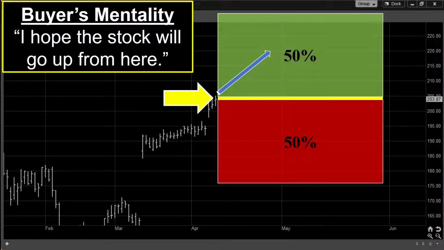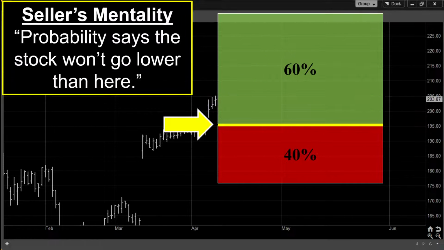Now, as a buyer, a typical trade gives you a 50-50 chance to be a winner because when you buy, the only way you make money is if the stock moves in your direction. So instead of having a buyer's mentality, we're going to have a seller's mentality. Instead of hoping a stock goes up, as a seller, you're going to strategically set up your trade using probability. Probability, based on the previous movement of the stock, tells you where the stock is not likely to go. So instead of needing the stock just to go in your direction, you can pick a price.